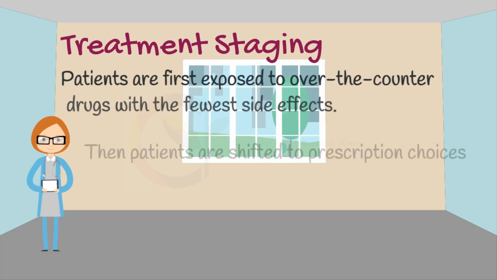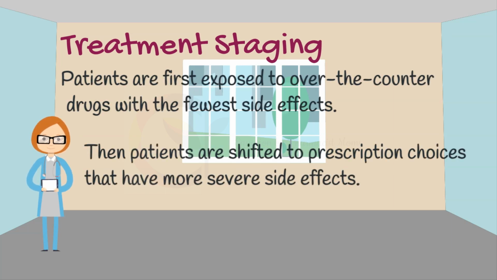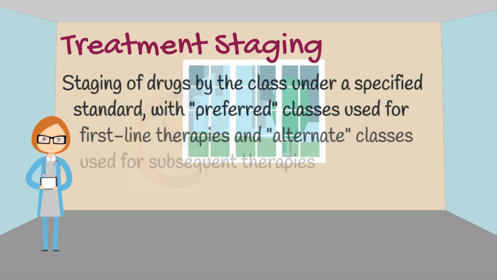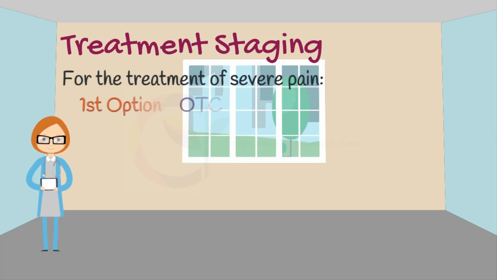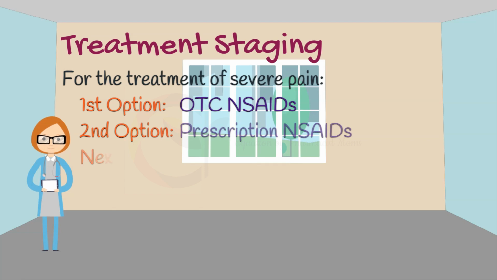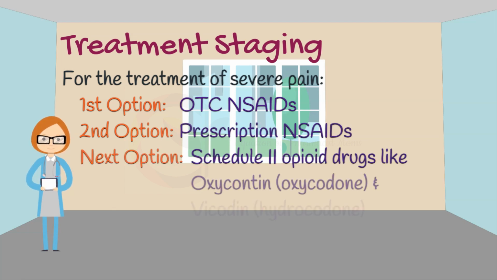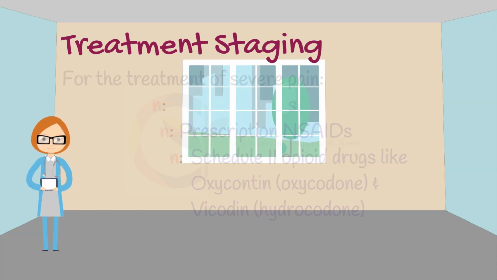Drugs are often staged so that patients are first exposed to over-the-counter drugs with the fewest side effects, and then shifted to prescription choices that have more severe side effects. The drugs are often staged by class under a specified standard, with preferred classes used for first-line therapies and alternate classes used for subsequent therapies. For example, for the treatment of severe pain, physicians mostly use over-the-counter NSAIDs first and prescription NSAIDs second, before moving on to highly addictive Schedule II opioid drugs, like OxyContin or oxycodone, and Vicodin or hydrocodone.